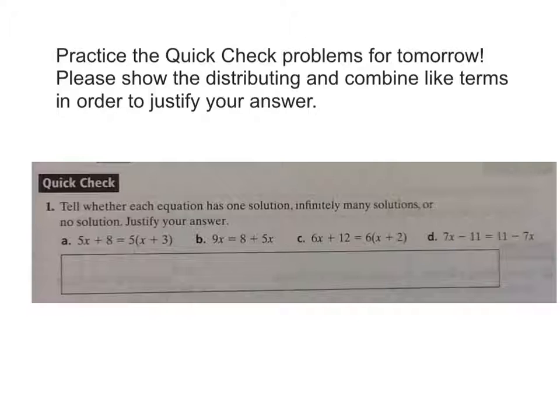Alright, there are some quick check problems for you. A, B, C, and D. I would like you to distribute, and I would like you to tell me why you have chosen if your answer is 1, infinitely many, or no solution. For example, if I looked back at C, I would just say same variable, different number. So let's recap our rules, things that you could use to say why you chose your solution.